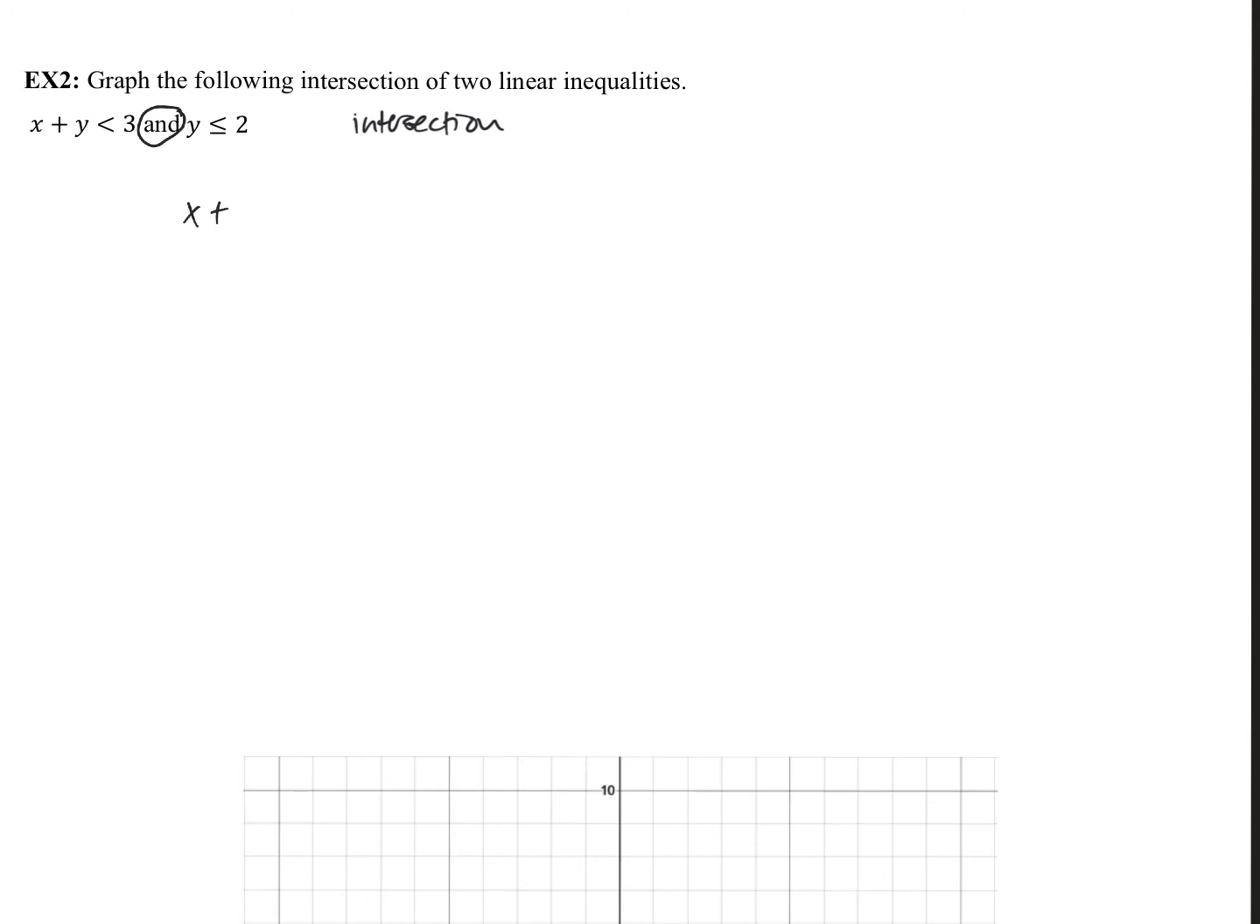So let's go ahead and take a look at each of these separately. I'll go ahead and graph the y less than or equal to 2 first, because that's the simpler one. My boundary is a solid boundary.